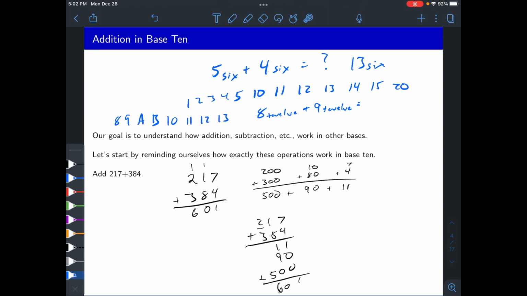Let's see, how much have we counted up by? So we started at 8, and then we go 9, 10. Start at 8, and then we add 1, add 2, add 3, 4, 5, 6, 7, 8, 9. Okay, so we would get 15 base 12.